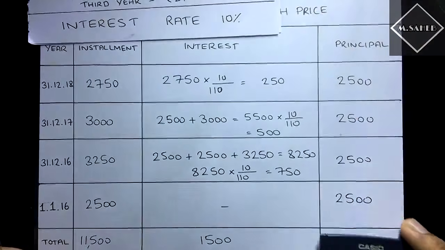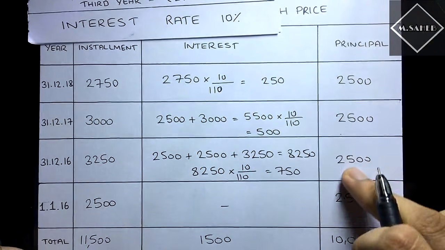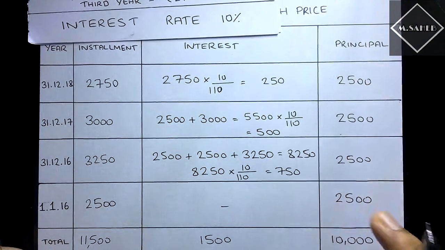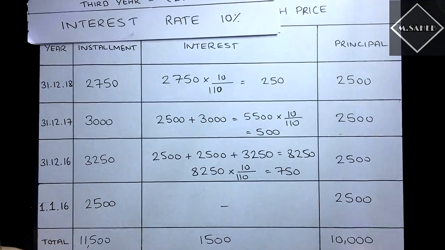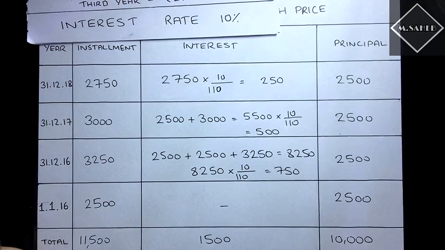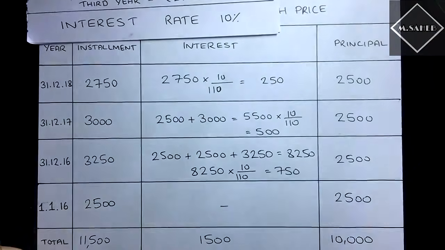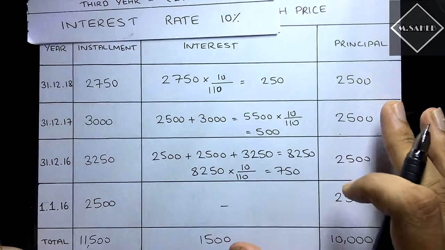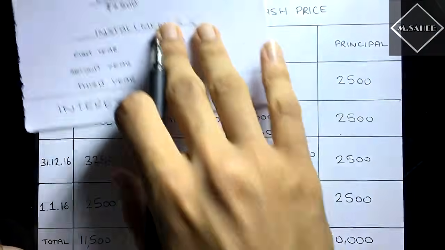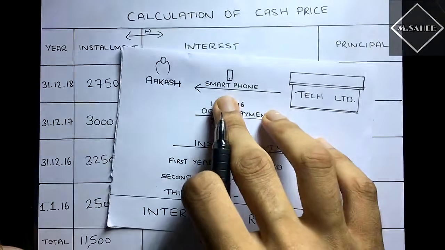Now we got the cash price. How to find out the cash price? You have to add up the principal column. You have to find out the total of the principal column, then you will get the cash price. So the cash price is 10,000. We have found out the cash price, that is 10,000. So this is how you find out the cash price of the asset, the smartphone, over here.